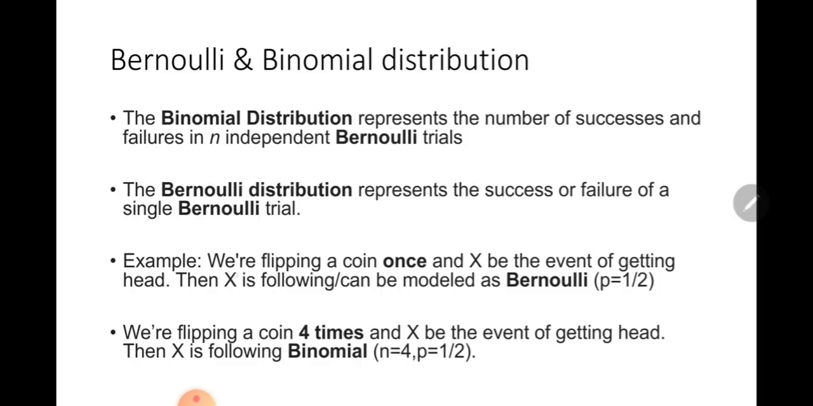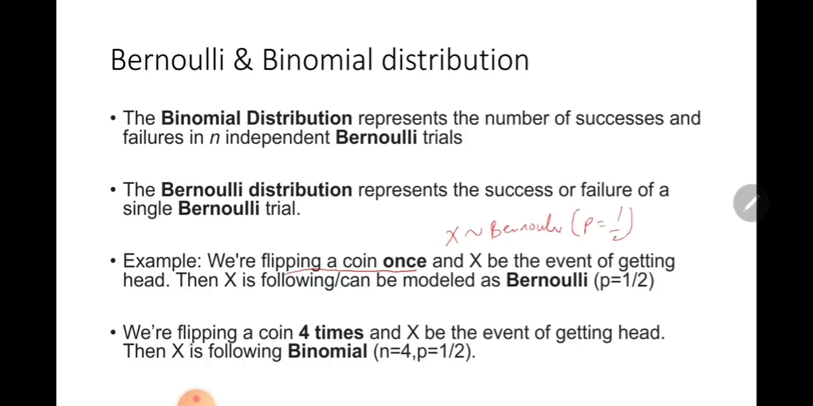Okay, so for example, we are flipping a coin once, and X is the event of getting head. Then X will follow Bernoulli with p equals to half, because the probability of success for getting head is 50-50, so p is half. Because X is the event of getting head and we are flipping a coin once only, X will follow Bernoulli with p equals to half.